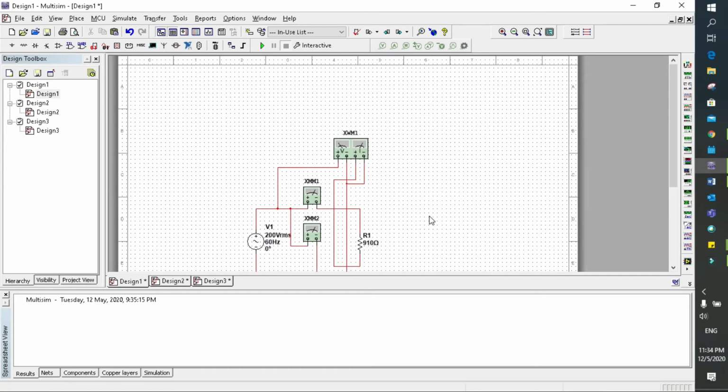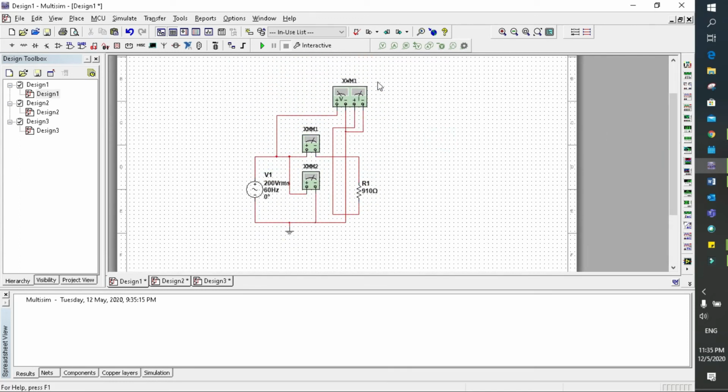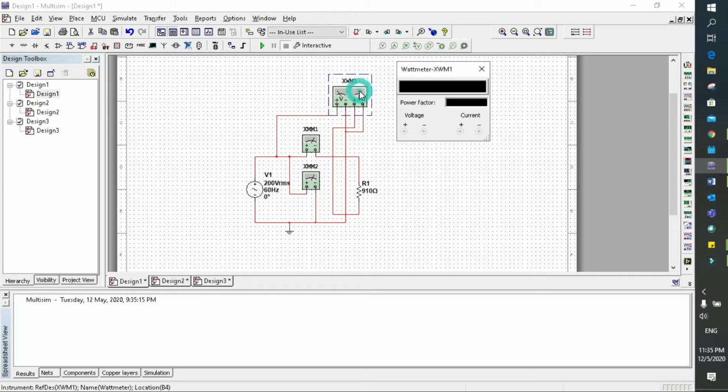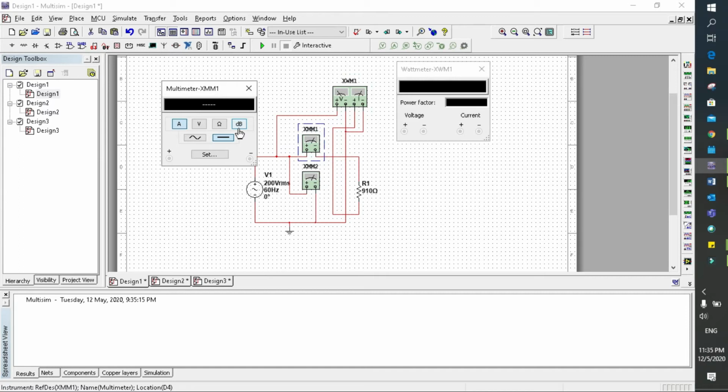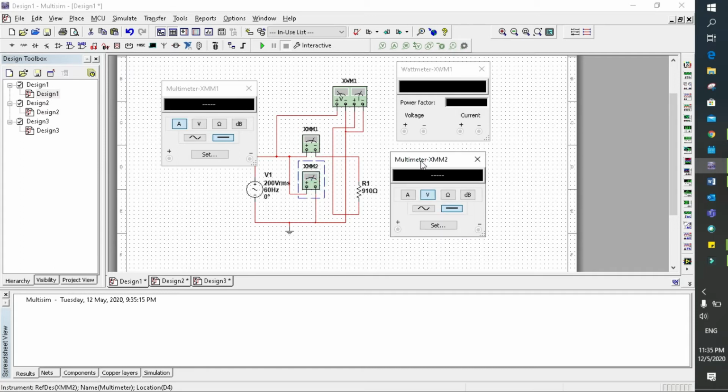In this circuit, XWM1 is a wattmeter, since we want to measure the power. This one we want to measure current, so we set it to ampere. And this one we want to measure voltage, so we set it to voltage. An important thing you need to know is that we need to set it to DC because we use this source. When everything has been set, you push the run button and the value will come out.